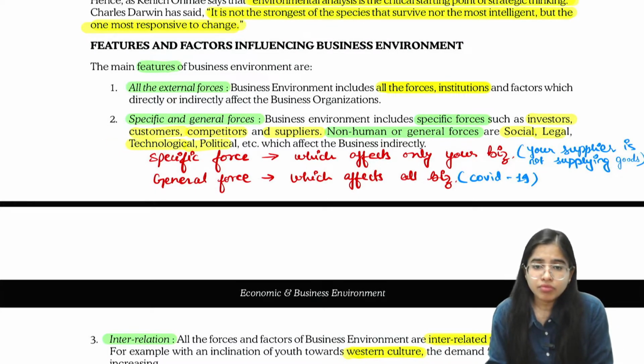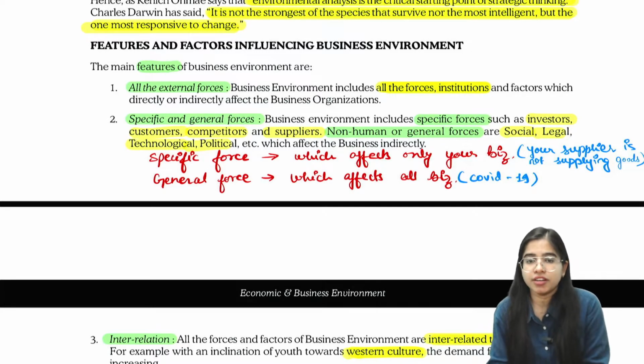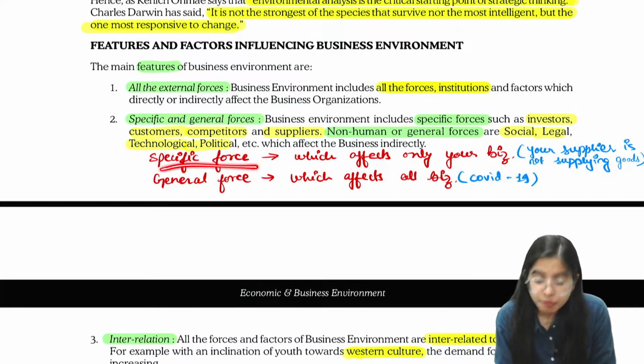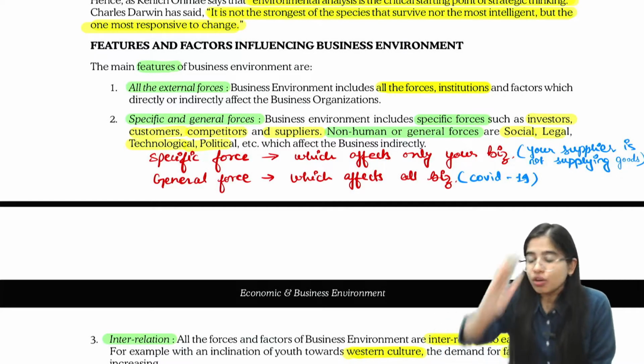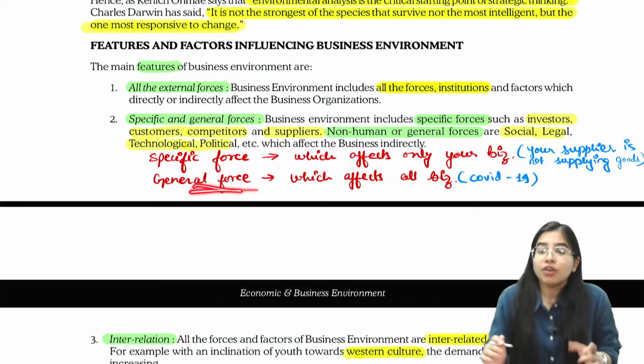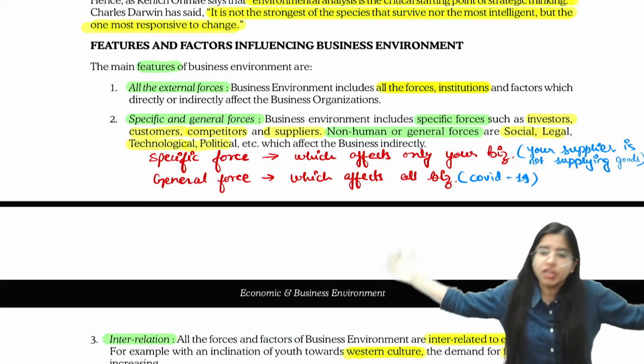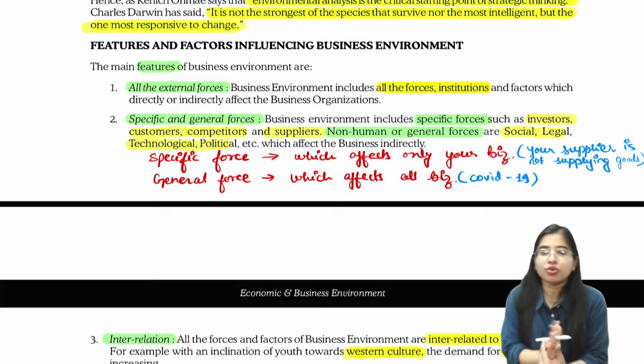Next is, they may be specific or general. What is specific? Specific means which affects only your business, which affects you directly. General means which affects overall everybody, which affects all the businesses, which affects you indirectly.